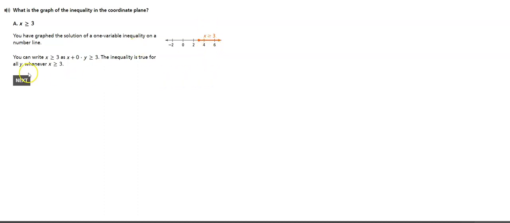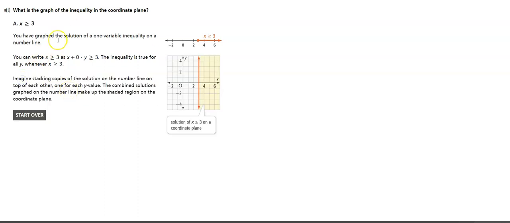So we could write x is greater than or equal to 3 as x plus 0y, okay? So that means that y is actually greater than or equal to 3. Oh no, sorry, x plus 0 times y is greater than or equal to 3. So the inequality is true for all y whenever x is greater than 3. So the graph shows a little bit better explanation here.